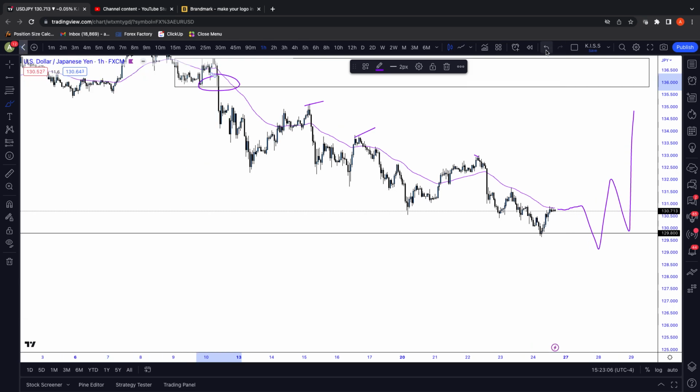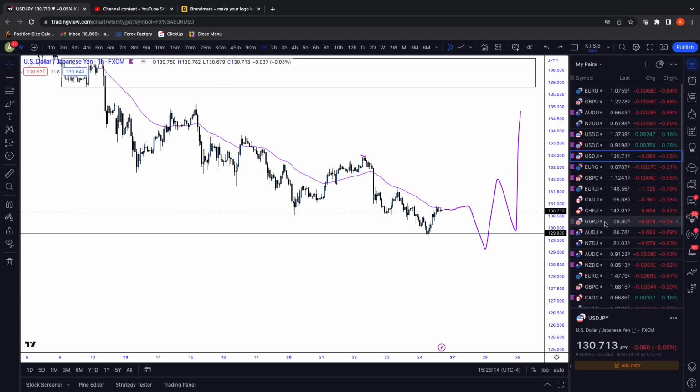All right, so that's just something to take note of and to monitor coming into the middle of the week here on USD/JPY.